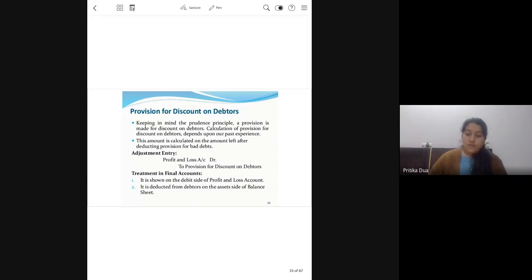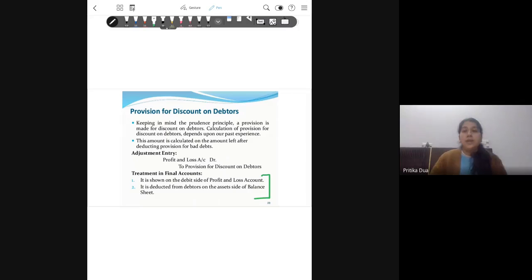तो ऐसे करके अगर कंपनी डेटर्स को कुछ डिस्काउंट देती है, then how is that discount adjusted in the final account? So if you have a look here, it is shown on the debit side of P&L because this is an indirect expense for the firm and it is also reduced from the amount of debtors on the asset side of the balance sheet. So the dual treatment will take place, one in the P&L account and second in the balance sheet on the asset side from the debtors.